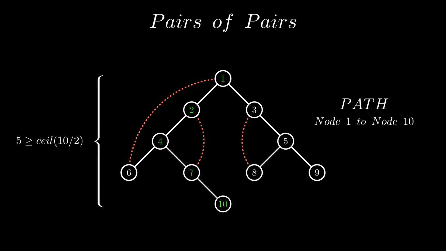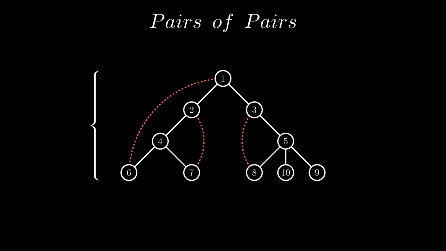If the maximum depth is less than the ceiling of n by 2, let's show that a valid pairing exists. At each depth in our DFS tree, keep pairing nodes of the same depth till either 0 or 1 node remains.